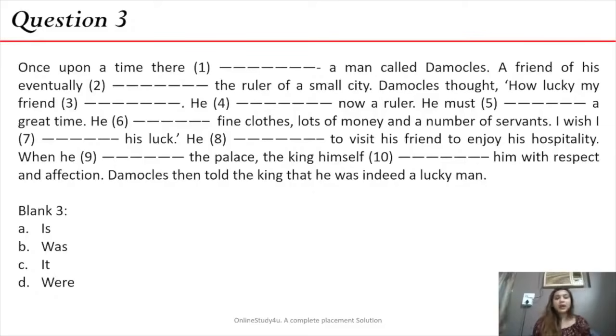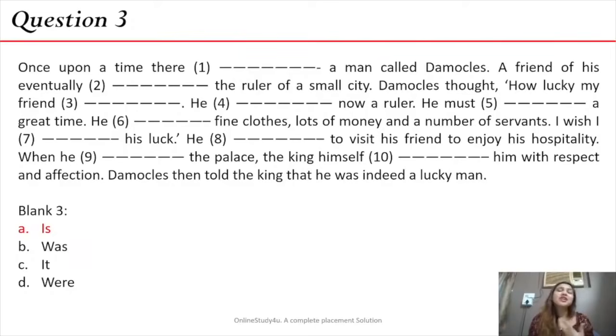Perfect. So maximum people are saying "was." Again, using the simple concept of parallelism, it would ideally be "was" here. Damocles thought how lucky my friend was. But for example, you have stuff like "honesty is the best policy." It is never "honesty was the best policy," right?